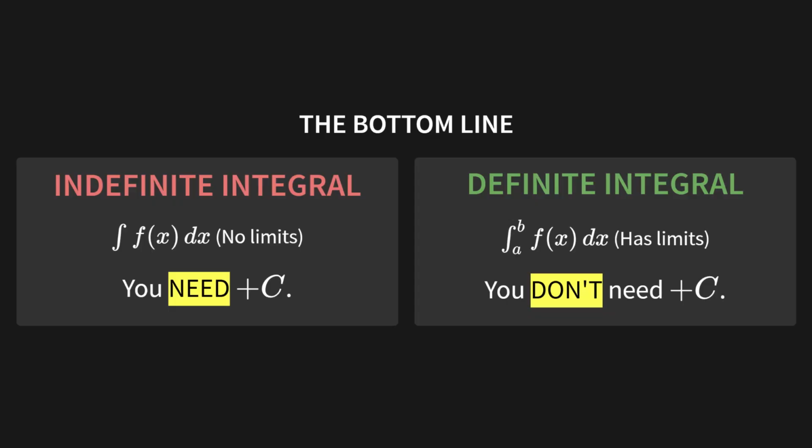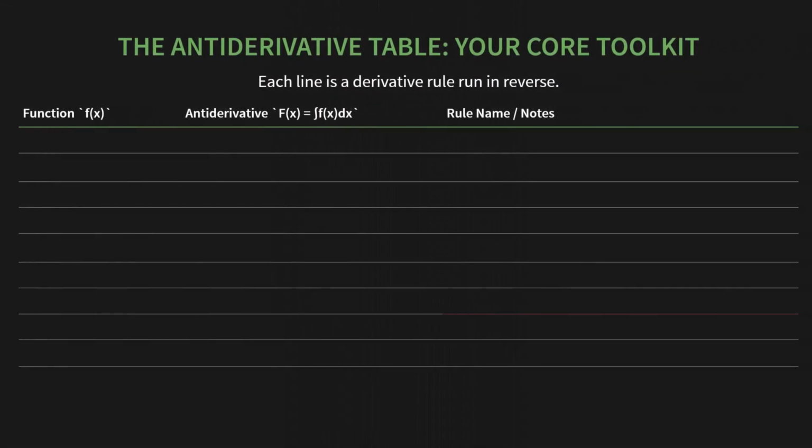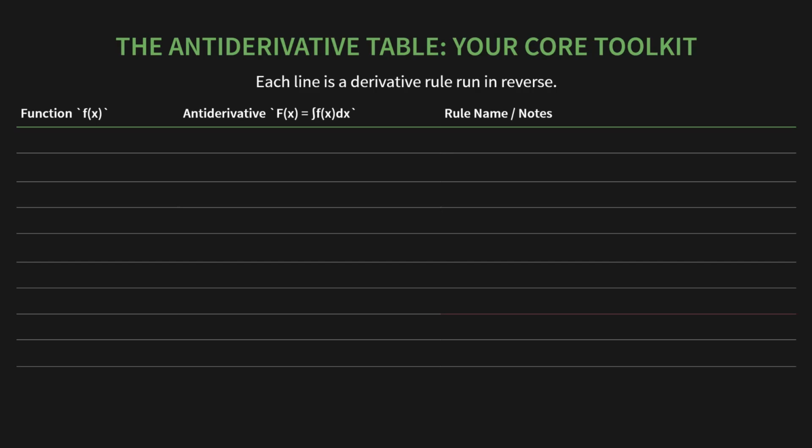Got it? Good. All right, let's build the antiderivative table, your core toolkit. Each line here is just a derivative rule you already know, but run in reverse. First up, the integral of a constant k. That's just kx plus c. For example, the integral of 7 dx is 7x plus c. Simple.